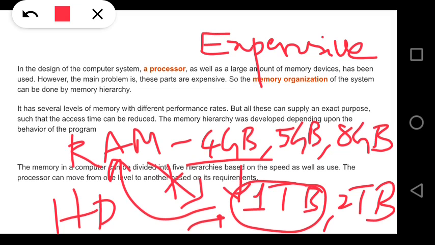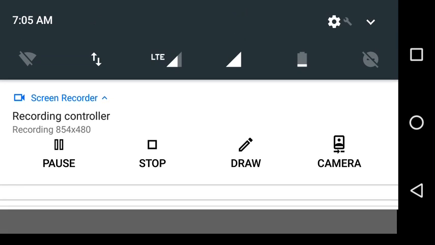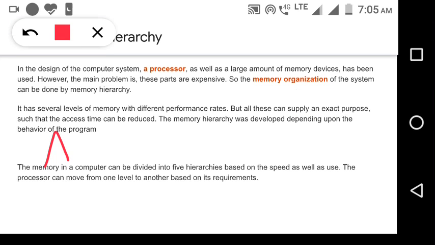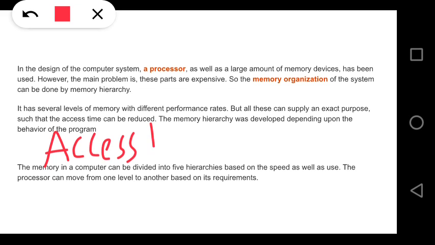So the performance of a register is higher than the performance of the cache. Similarly, performance of a cache memory is higher than the performance of main memory. But all these can support an exact purpose such that the access time can be reduced. So this is the point very important. The goal of having memory hierarchy is that, as we discussed in the previous slide, we should reduce access time and cost of the memory.